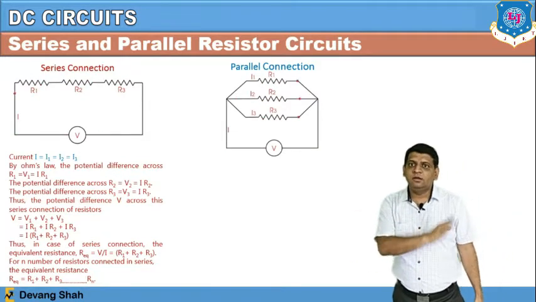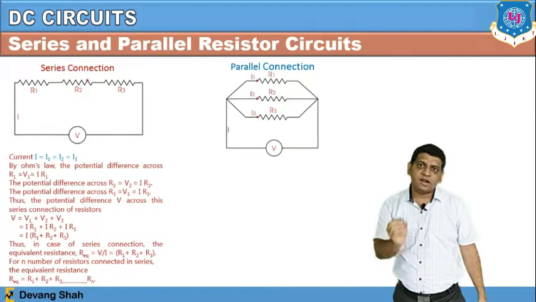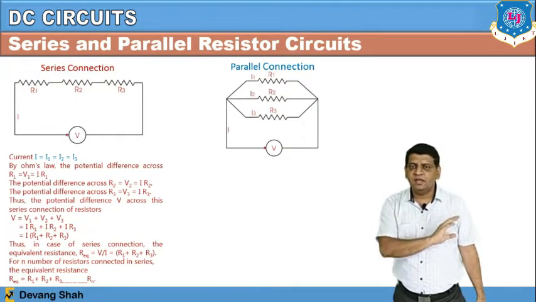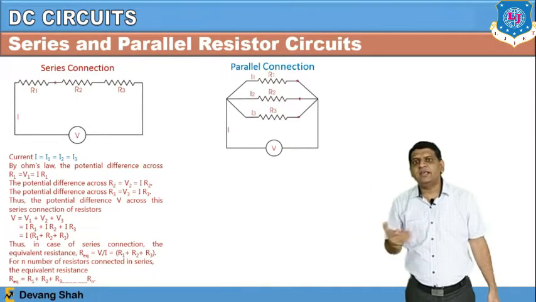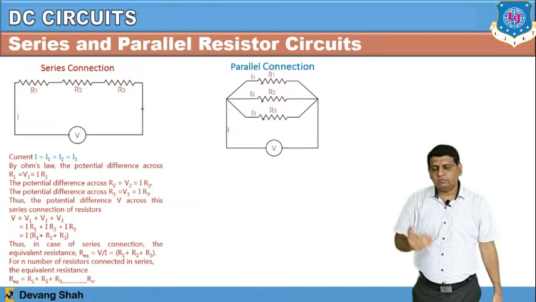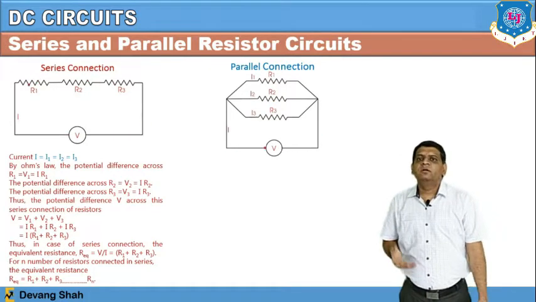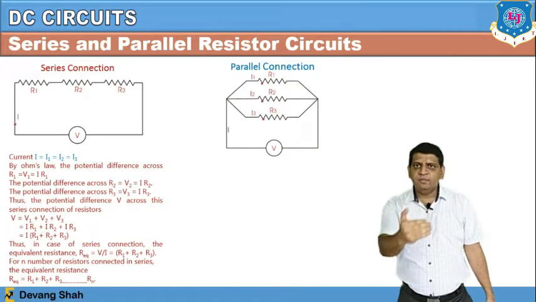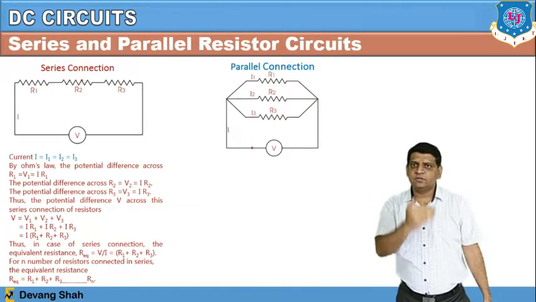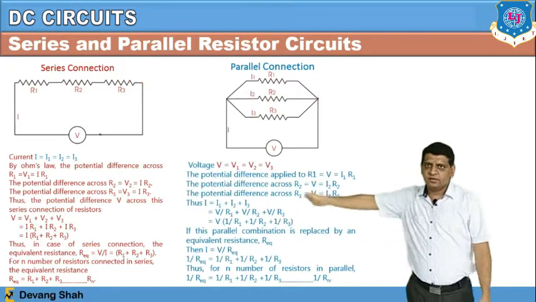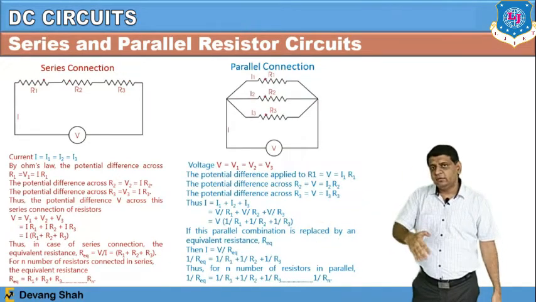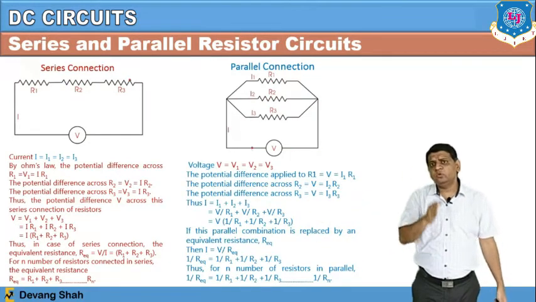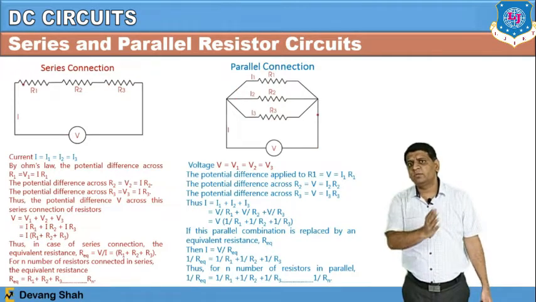But here the current is different. So I can find my current I is equal to I1 plus I2 plus I3. And once you apply Ohm's law, I is equal to V by R. From this equation you can write V by R is equal to V by R1 plus V by R2 plus V by R3. If you see this complete equation, you will find 1 by Rp is equal to 1 by R1 plus 1 by R2 plus 1 by R3.